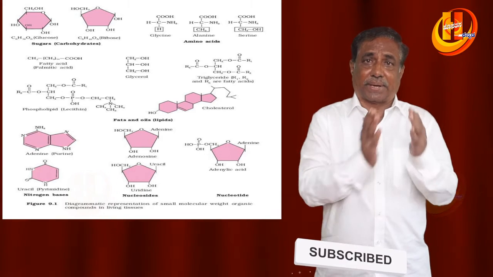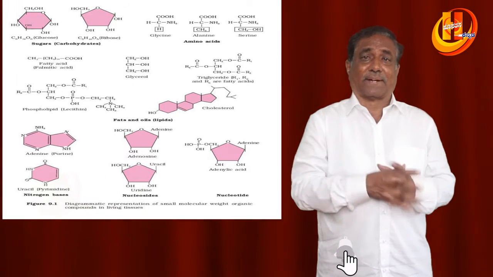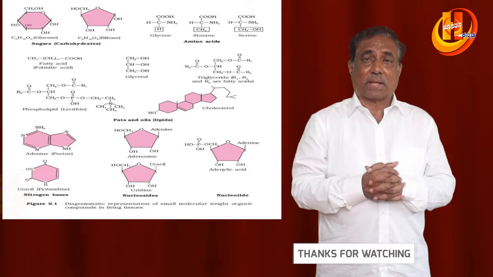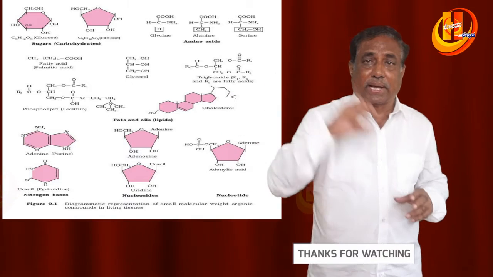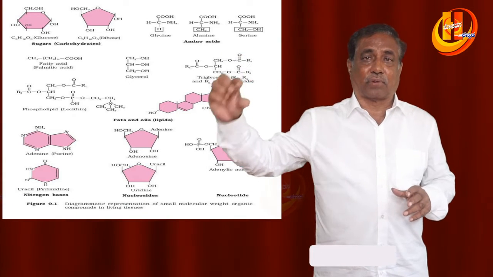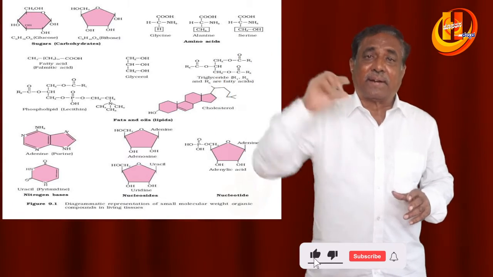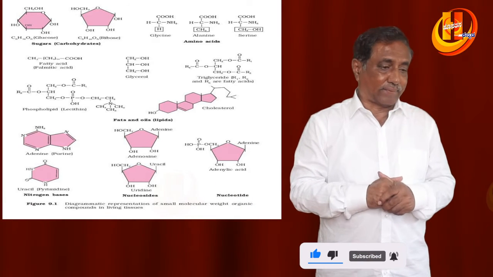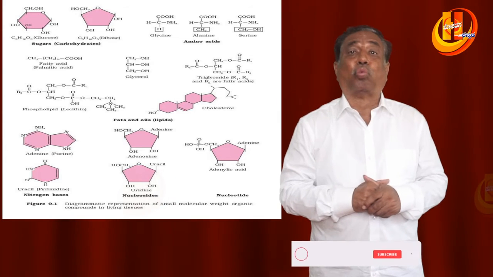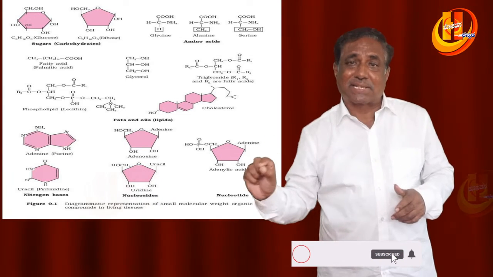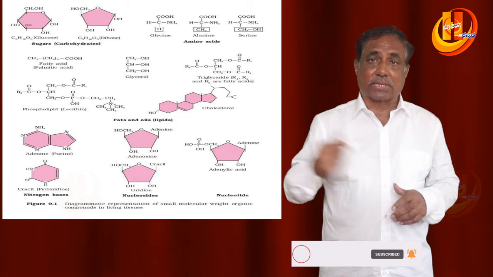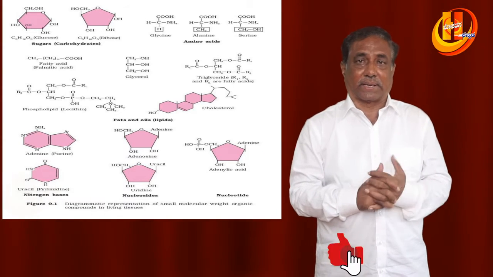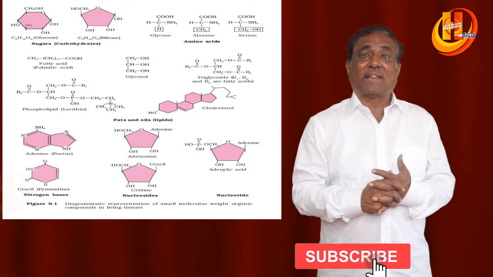Here the sugars given are the ribose sugar and the deoxyribose sugar. Ribose sugar is C5H10O5, present in RNA. Deoxyribose sugar is present in the DNA, that is C5H10O4. The second carbon lacks the oxygen atom. The structures are given in the textbook, so be ready for that. And then next, the polysaccharides are given.